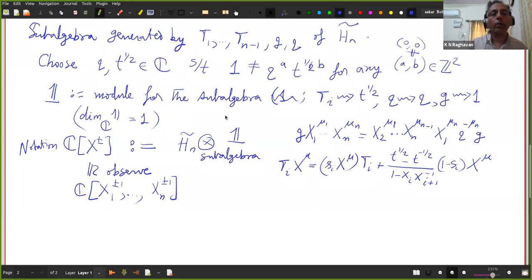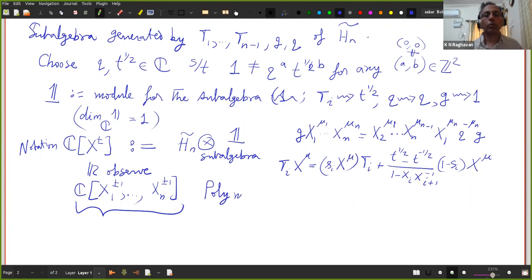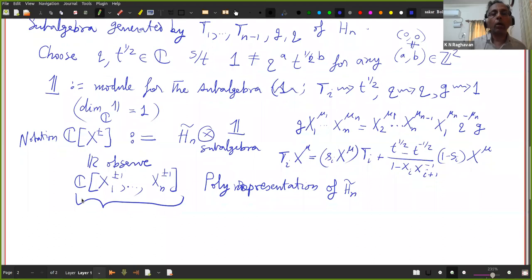So using this, you can figure out this object, the polynomial representation of H and theta. So all the action of the Daha happens there. So let me make a remark.